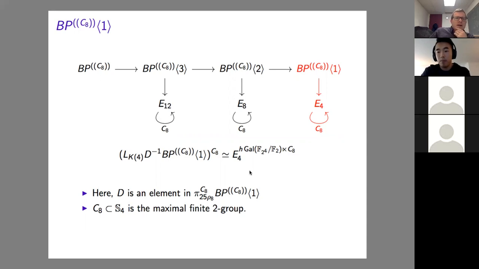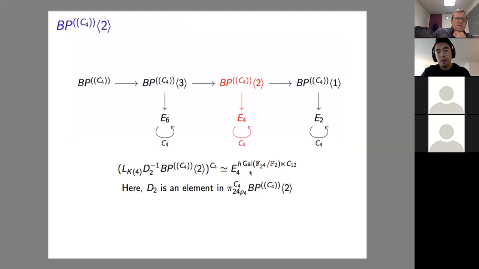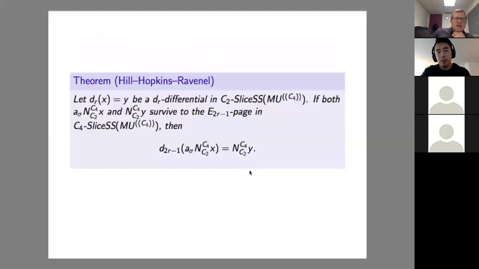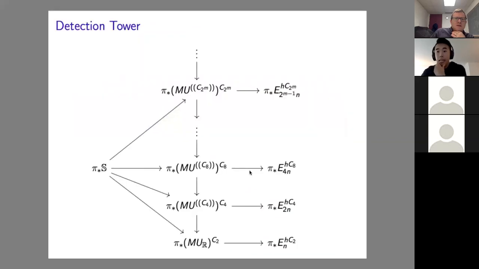Other questions? I had a question about, I think you said it was a question of Mike Hill, about the limit of the detecting tower. Isn't there something about eta cubed or 4 nu? That's right. Mike Hill proved that eta cubed is not detected anywhere in this detection tower. Is there any sense of what property eta cubed has that means it's the first element in some family that isn't detected?